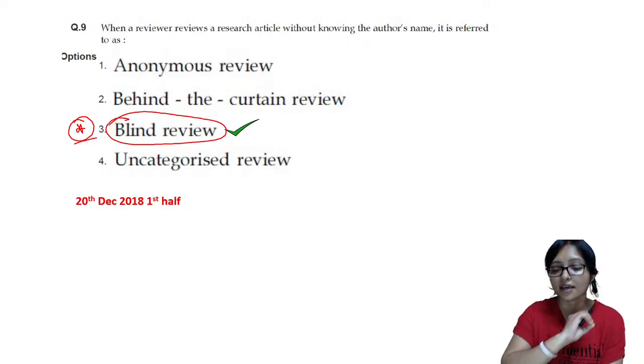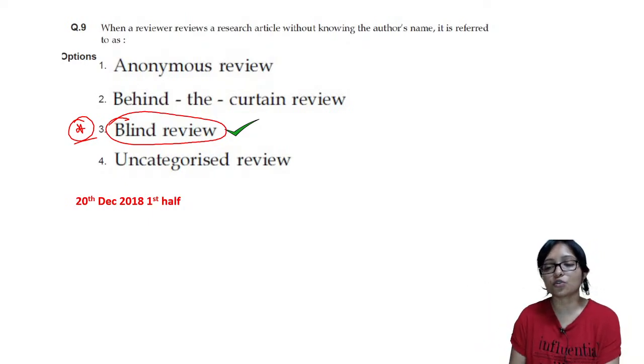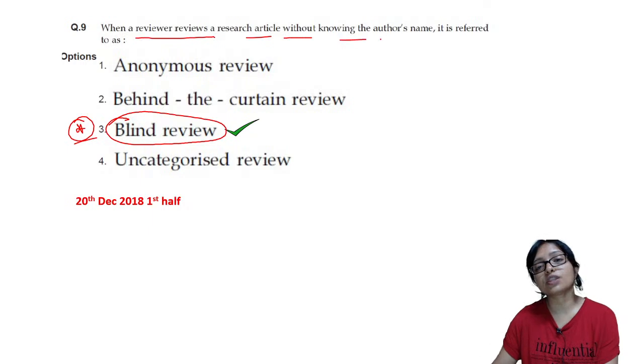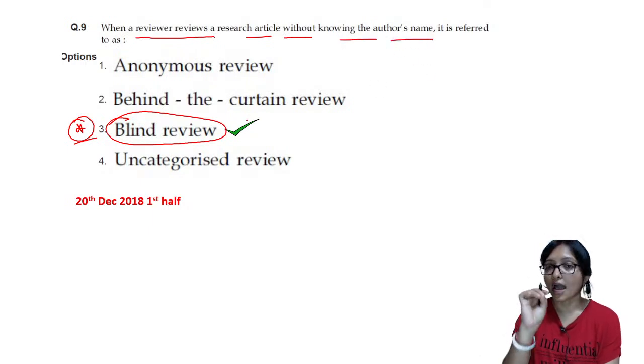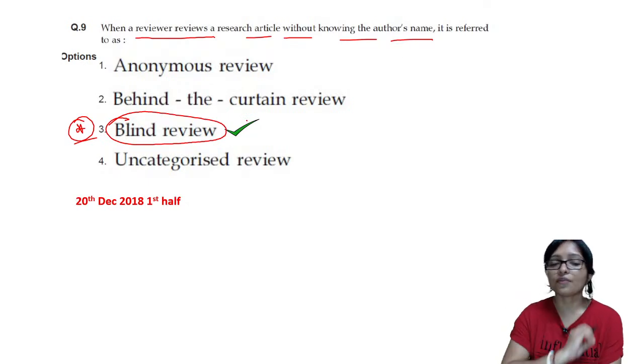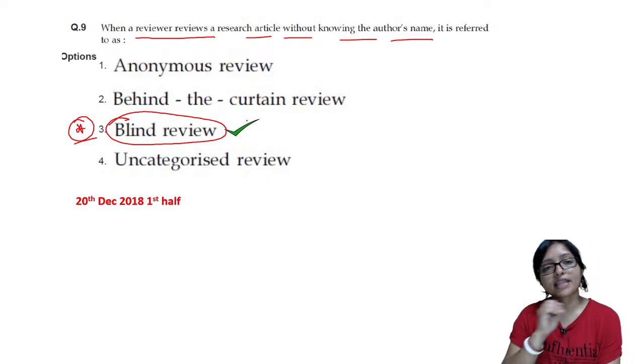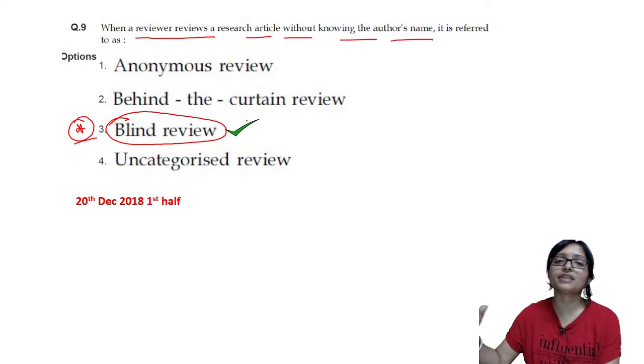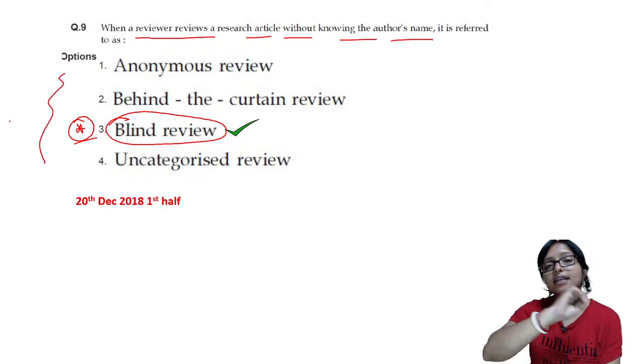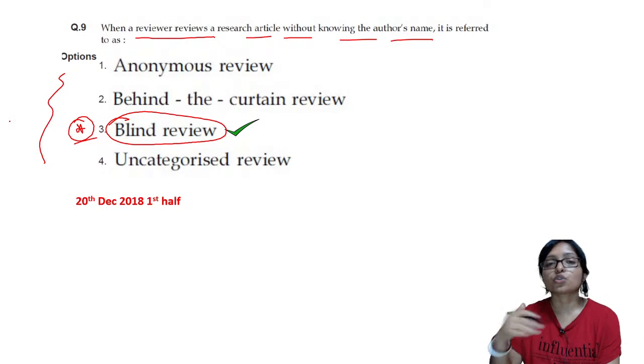best way is to write it down in your quick revision notebook. Write down the statement: when a reviewer reviews a research article without knowing the author name, that is called blind review. I was preparing in that way. Whatever question I made a mistake on, I wrote it in my notebook, the exact question with the answer, so that we can remember it whenever we are solving problems.